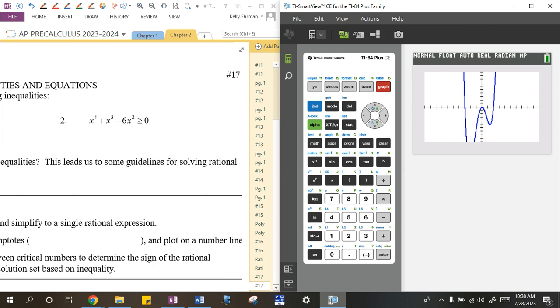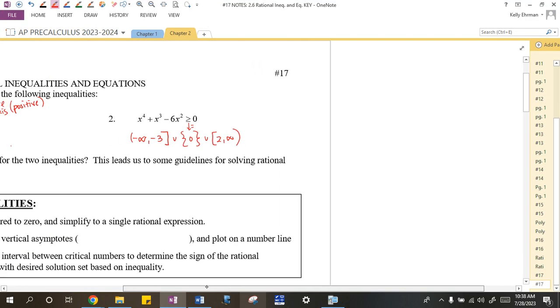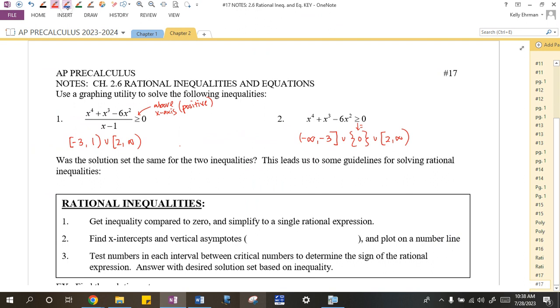When is this graph greater than or equal to 0? When is it above the x-axis or touching the x-axis? So here it looks like to the left of -3. And then we do have that 0, 0. We do have 2, 0 to infinity. So for this one, the solution set is -infinity to -3. And then don't forget about that individual point 0, because greater than or equal to 0. And then 2 to infinity. So what I'm trying to point out here before we dive into the rules is that these two graphs did have one section in common.